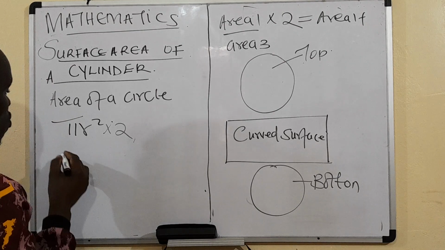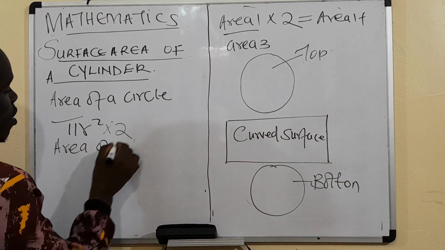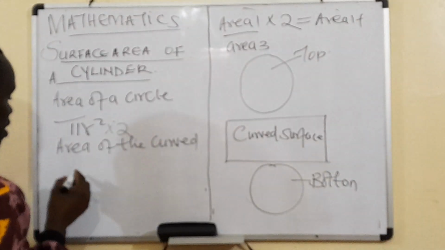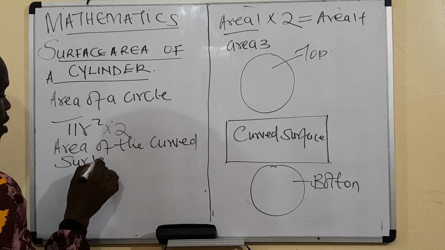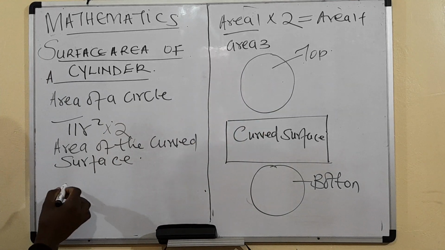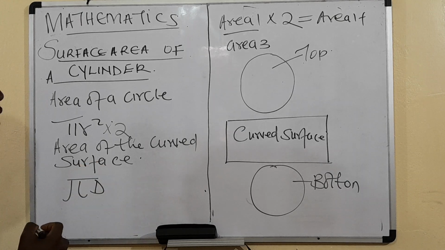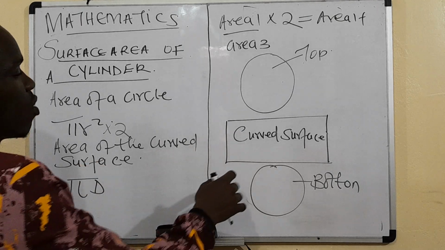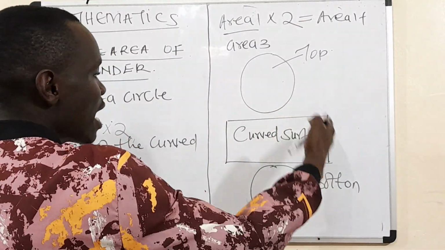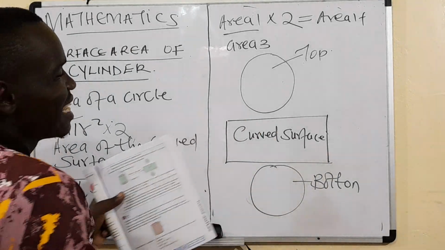Then from there, when you talk about the area of the curved surface, here we will have to use the formula that is given by pi d. You have to use the formula where you get the pi d. Then there is a height here. When you fold this rectangle, which is a curved surface, there is a height.